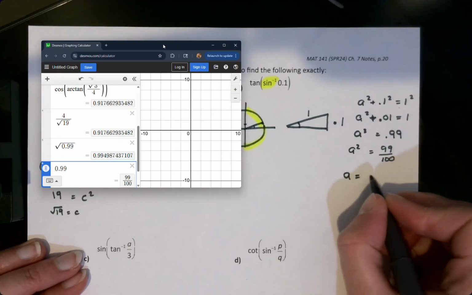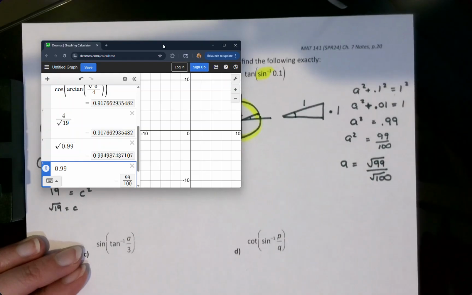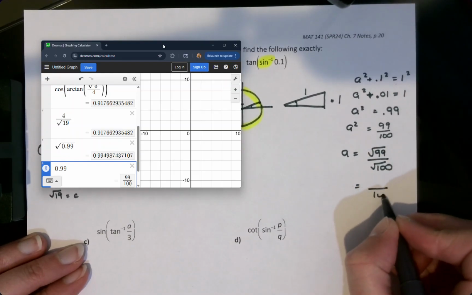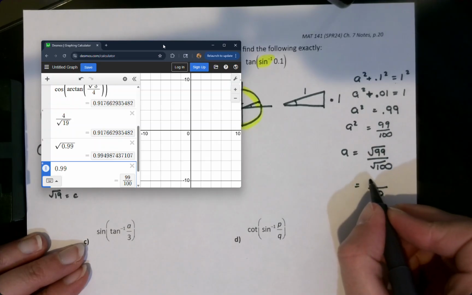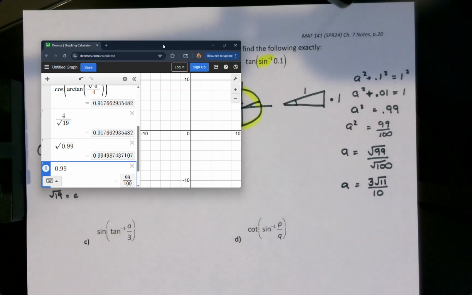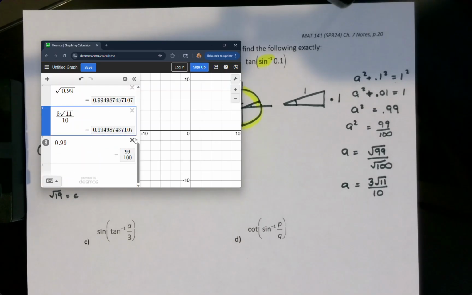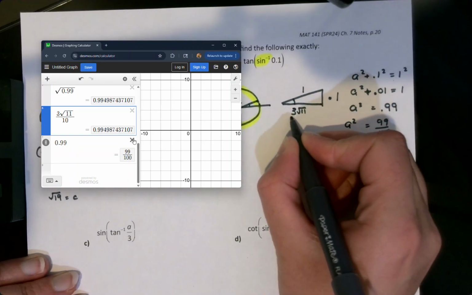So A is going to be equal to the square root of 99 over the square root of 100. I know the square root of 100 is 10, and 99 is 9 times 11. So the square root of 9 is 3, and I can't evaluate the square root of 11. So the A value, this square root of 0.99, has got to be equal to 3 times the square root of 11 over 10. You can see that those values match up, but now I'm going to be able to express this exactly. So this value here is 3 times the square root of 11 over 10.